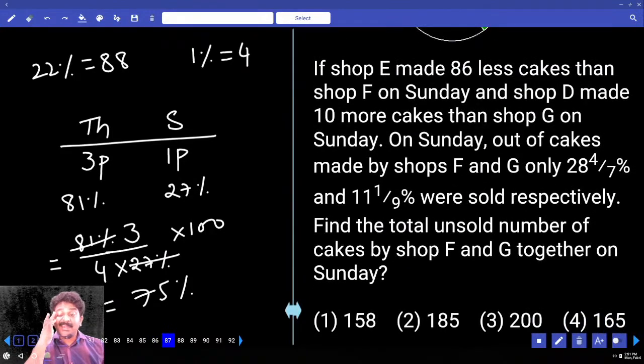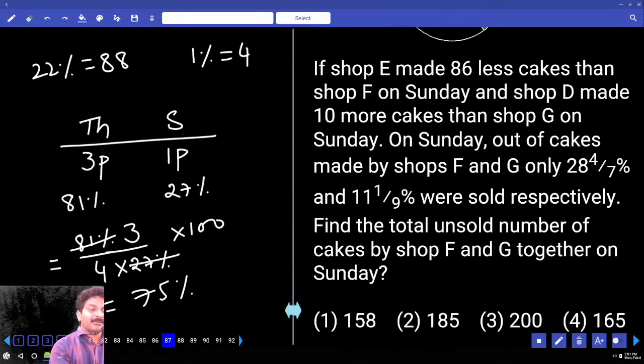If shop E made 86 less cakes than shop F on Sunday, and shop D made 10 more cakes than shop G on Sunday. On Sunday, out of cakes made by shop F and G only, 28 4/7% and 11 1/9% were sold respectively. Find the total unsold cakes by shop F and shop G together.